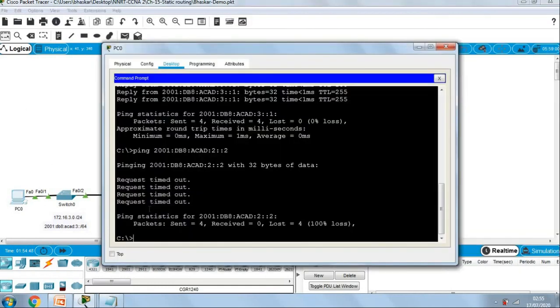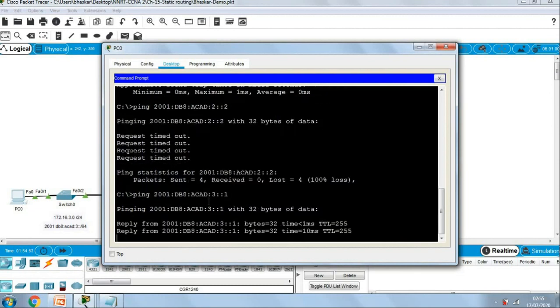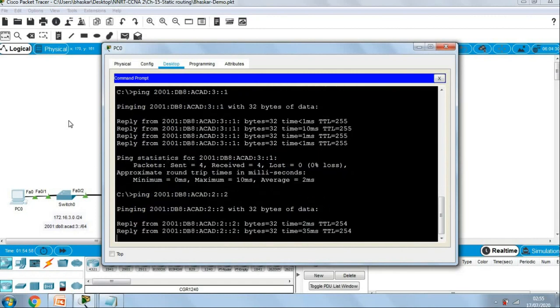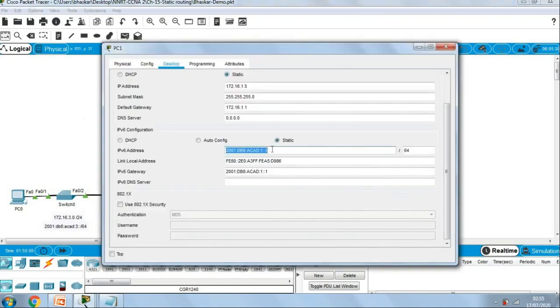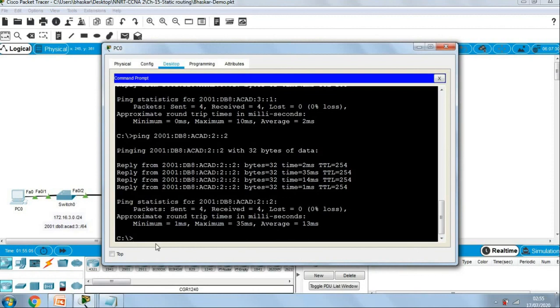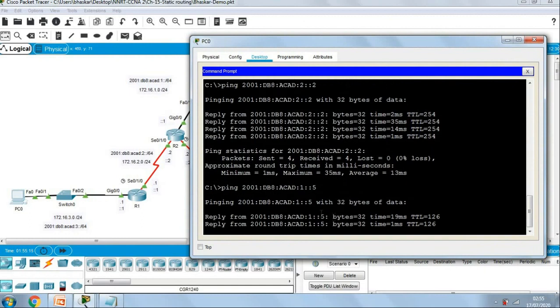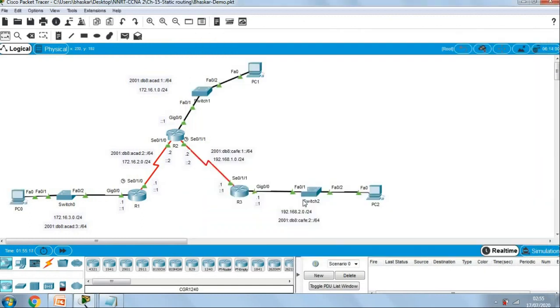Now we'll try to ping. Yes, it's working for 2 double colon 2. It's working, right? Now I'm going to ping this IPv6 address. Control C. Go to the PC. Ping for 1 double colon 5. Yes, it is working. You are able to ping successfully for this one.